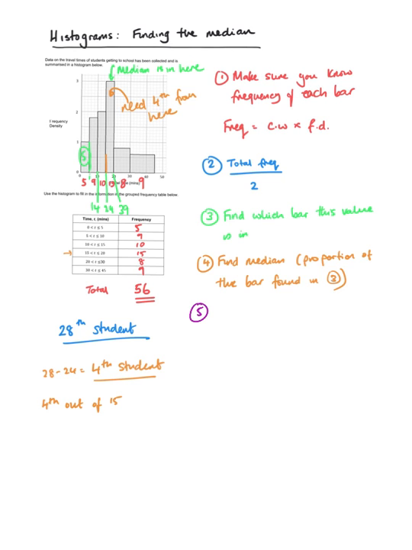For our final step, we're going to find the actual value of the median. Now, we're going to use the fact that frequency is class width times frequency density, rearrange it so we know what class width is. So class width is frequency divided by frequency density. So if we think about what's going on, I need the class width, so I can find which student it is. The frequency that I want is 4, because I need the 4th out of 15. And the frequency density of that bar is 3. So my class width is going to be 4/3 of a person, 1.3 people.